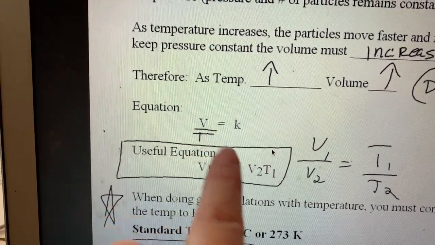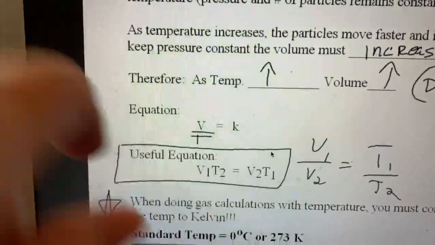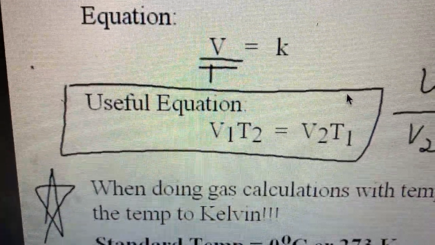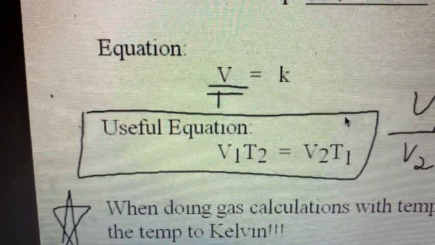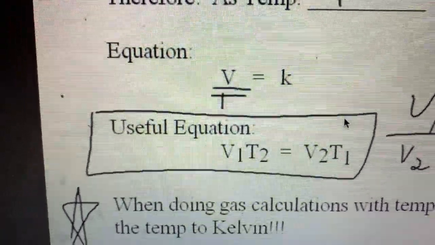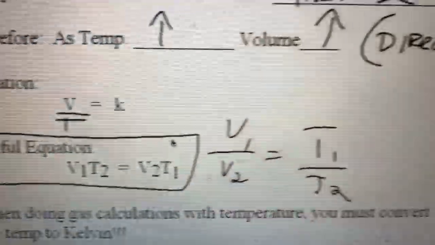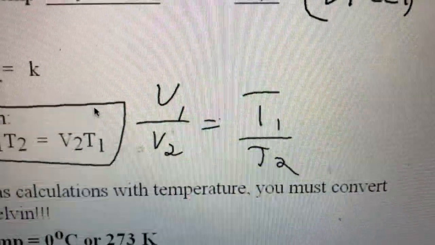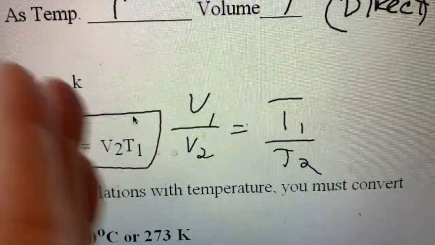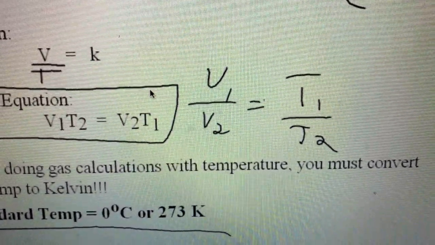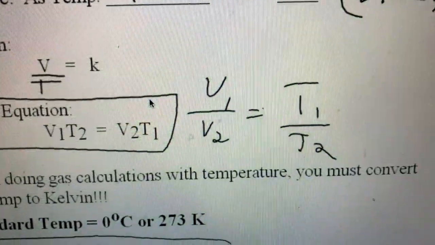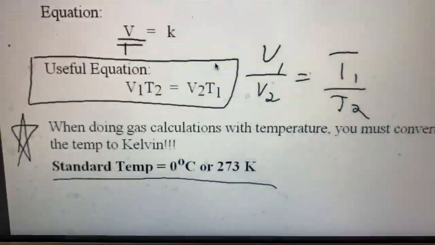Again, this is not the one you're going to use. Here's the one you're going to use, this useful equation here. V1 T2 is equal to V2 T1. That's the way I like to memorize it. I have it written over here. Some people like to keep their volumes on one side and their temperatures on the other side. Totally up to you how you want to memorize this, but either one represents Charles's law.